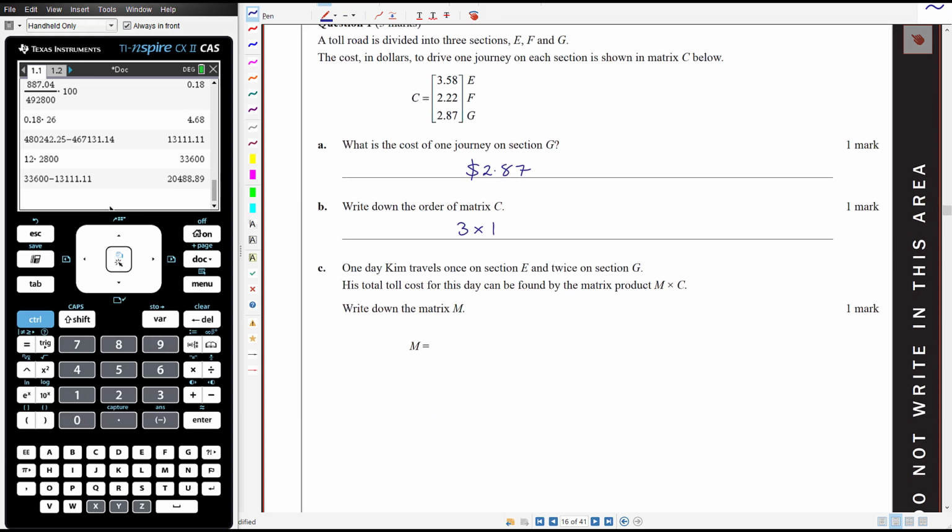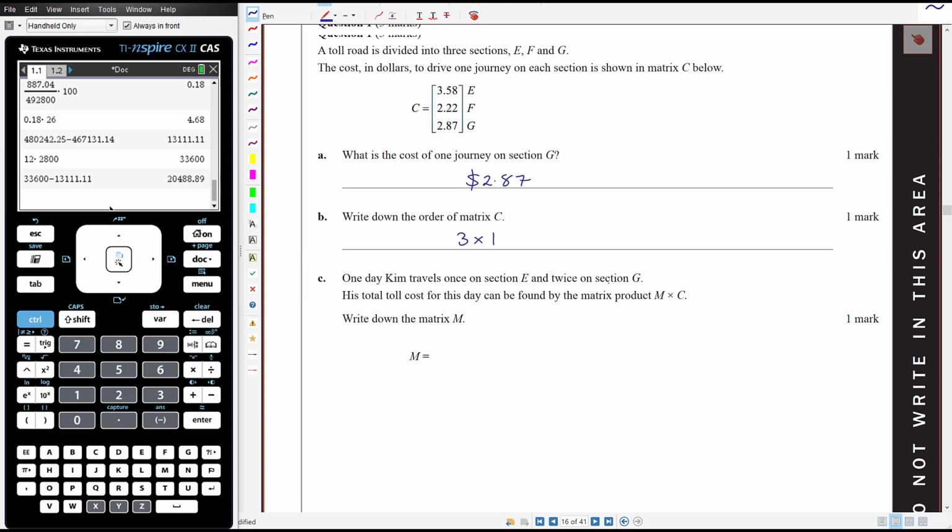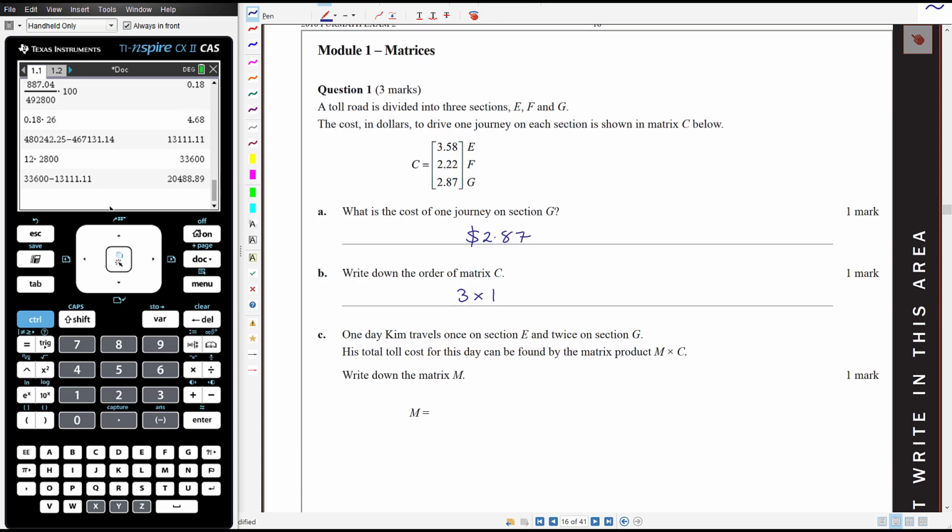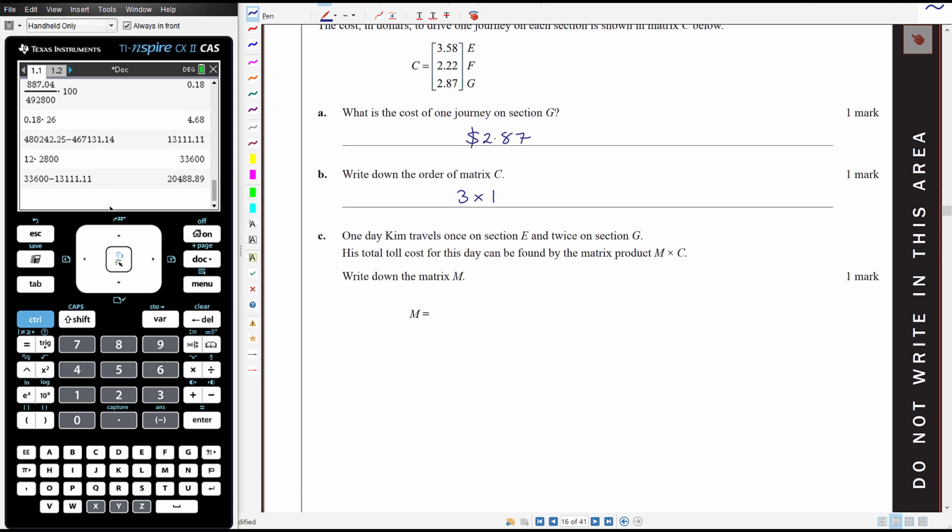Part C. One day Kim travels once on section E and twice on section G. His total toll cost for this day can be found by the matrix product M times C. Write down the matrix M. Okay, so we're going to need M times C. M has to be some matrix multiplied by C, which is 3.58, 2.22, and 2.87. And we want that to give his total cost. So we want that to give a 1 by 1. And this is a 3 by 1. And so we're going to need a 1 by 3.